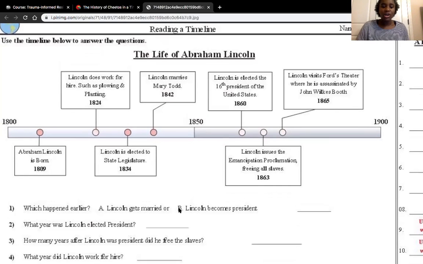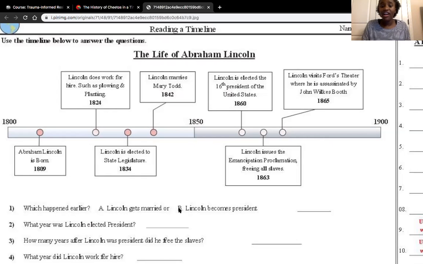Okay. What year did Lincoln work for hire? So remember, work for hire means that he would do pretty much anything for work if it paid. So let's look at our timeline. Abraham Lincoln was born. No, not 1809. What about Lincoln is elected to state legislature? No, that's not it. All right, what about this one? 1824. Okay, Lincoln does work for hire. So that is our answer.